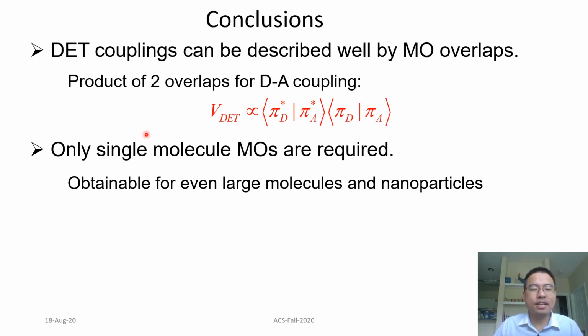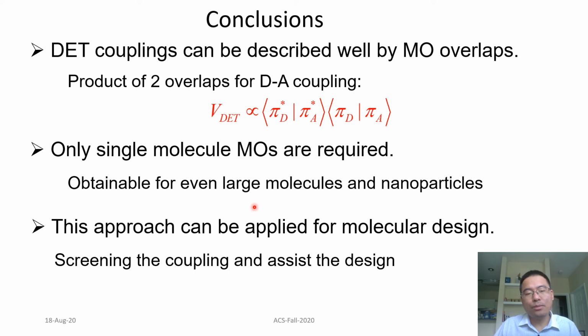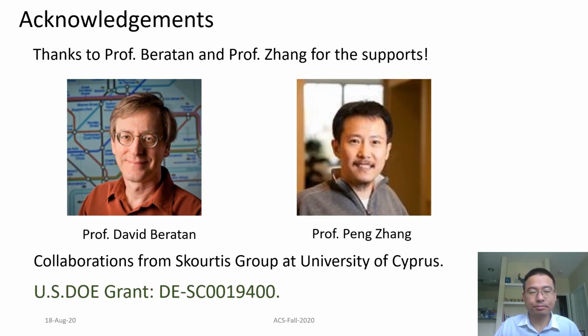And we can use it for complex systems like large molecules and nanoparticles. And with our approach, we can predict or screen the coupling along the geometry change of the system and provide the guideline of molecular design to tune the coupling strength.